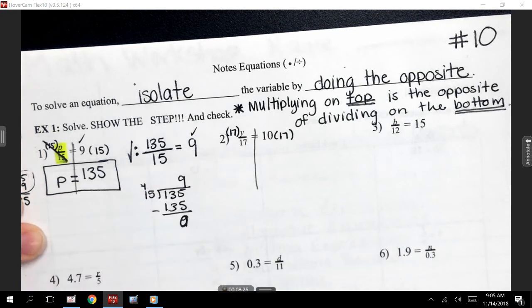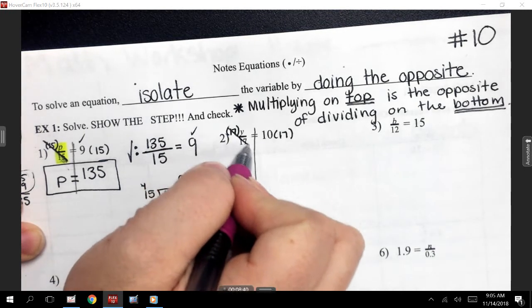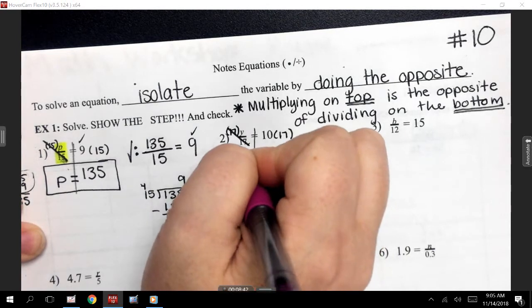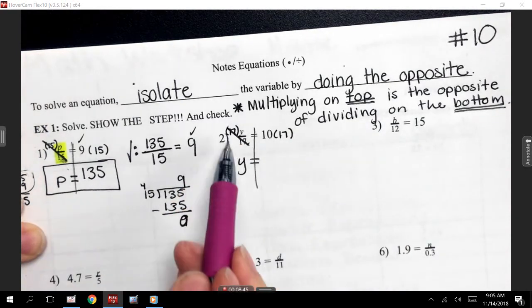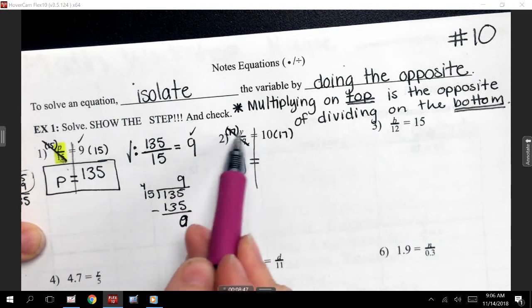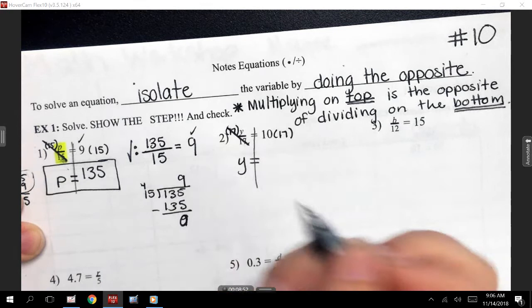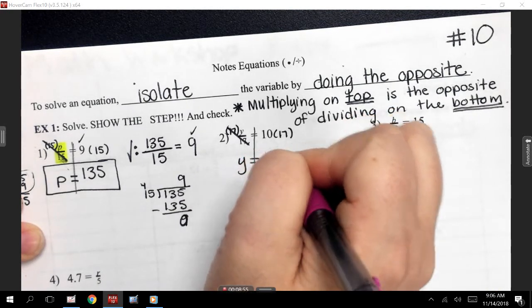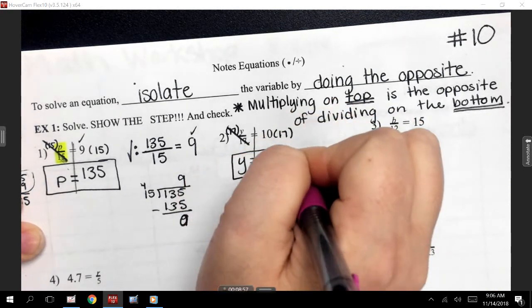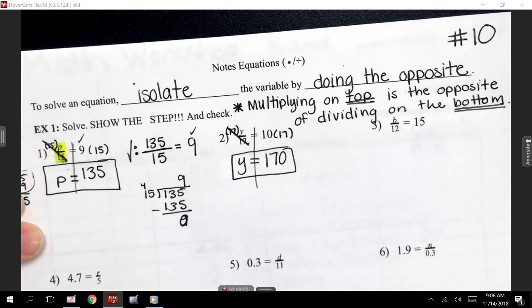Lola? What am I going to do if I have the same thing on top and bottom? Jacob? I'm going to cross them out and I'm going to bring down my y. And again, because multiplying by 17 and dividing by 17 are opposites, that's why they're canceling. All right, and then what's 10 times 17? 170. I like that one. That one was easy to work in my head, wasn't it?